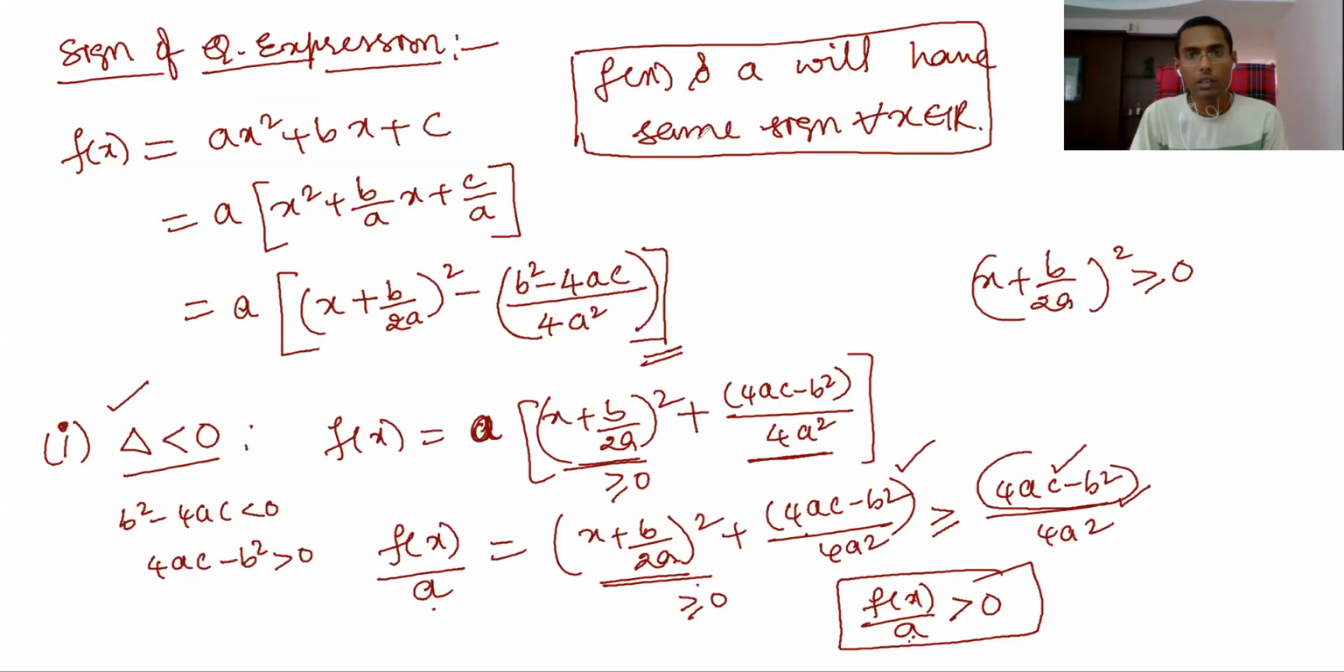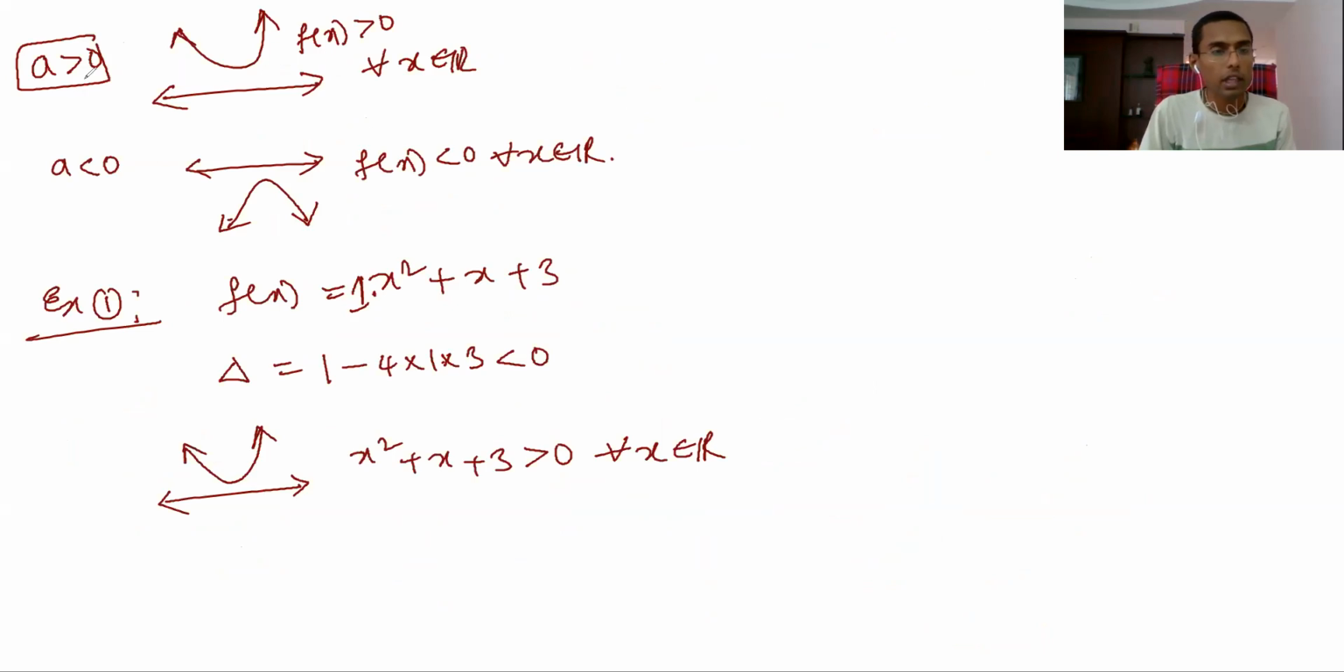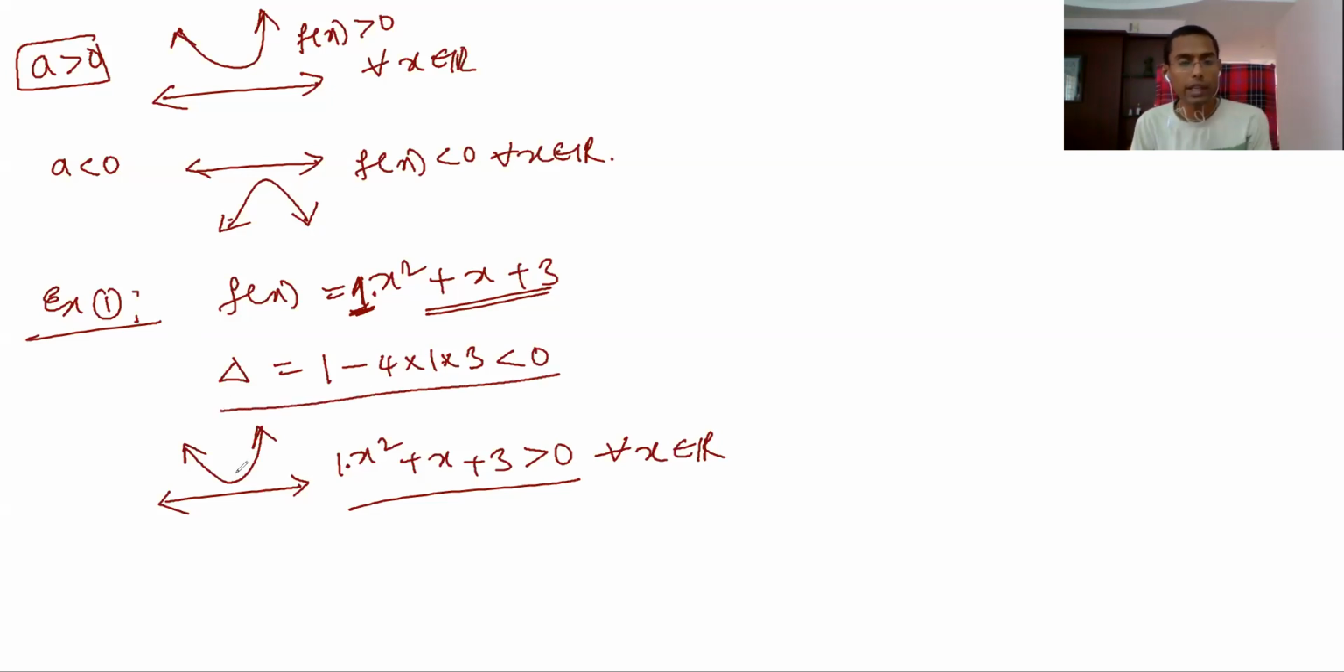So what I discussed here: a and the expression will have the same sign. F of x and a will have the same sign. What is the sign of a here? In this case, the sign of a is positive. Therefore, the whole expression is positive. So a is positive, and the expression is positive if delta is less than 0. This is the example.